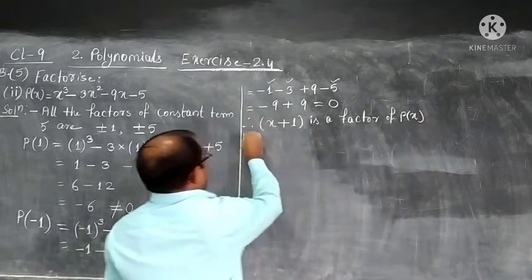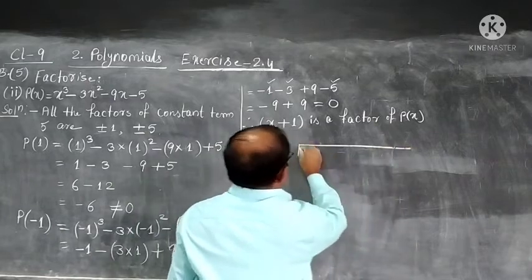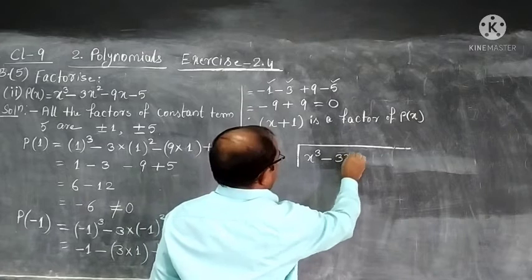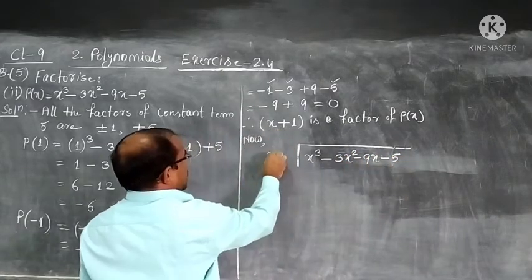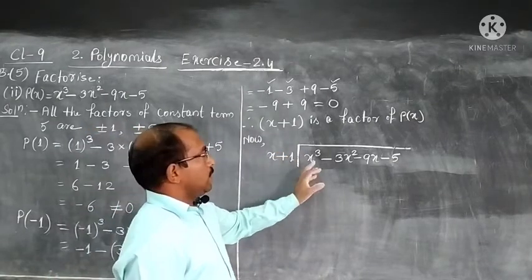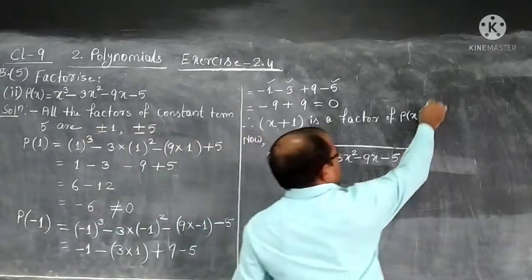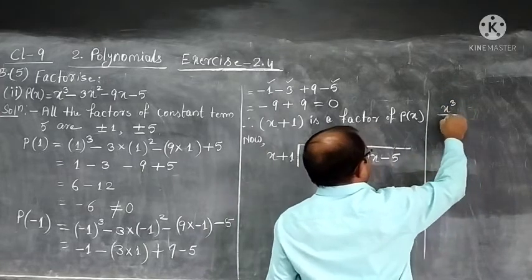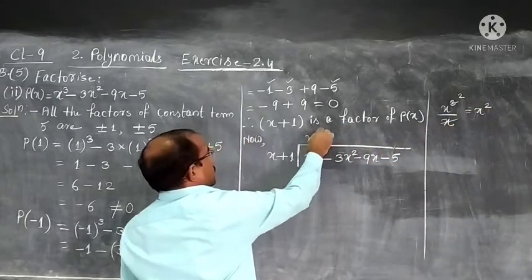and now, after getting one factor, we go for dividing. The polynomial is x cube minus 3x square minus 9x minus 5. Factor is x plus 1. Now, again you can understand how we do the work here. First term divided by first term, that will be x cube and divisor is x. So, 1 x will be cancelled, x square will remain, that will be the quotient.